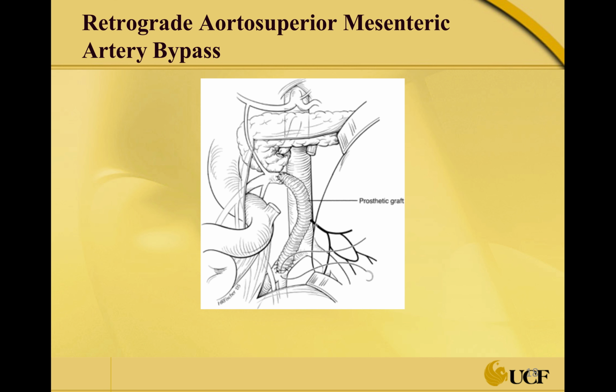In this diagram, we see the retrograde aorta superior mesenteric artery bypass. So one was the antegrade, and this following one is the retrograde. Here you see the completed retrograde bypass from the terminal aorta and proximal right common iliac artery to the superior mesenteric artery bypass.